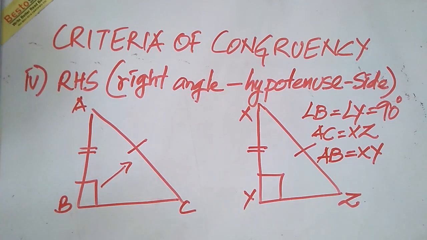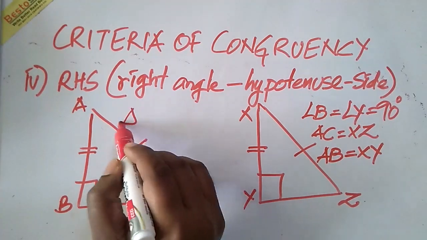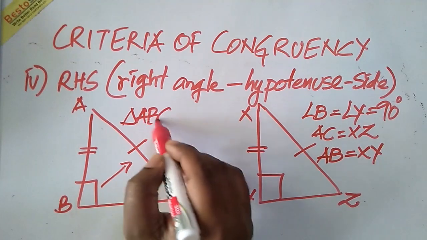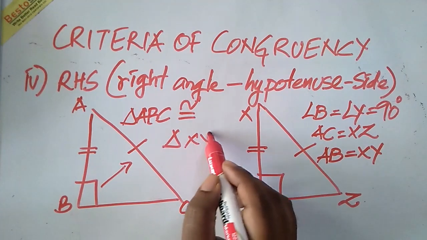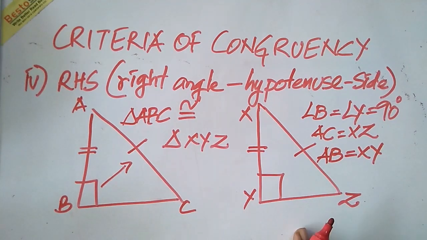So I want you to remember these four criteria, and of course when this criteria is fulfilled, we can say that triangle ABC is congruent to triangle XYZ. So you remember these four criteria. It will be very helpful and very useful to understand how to prove congruent triangles.